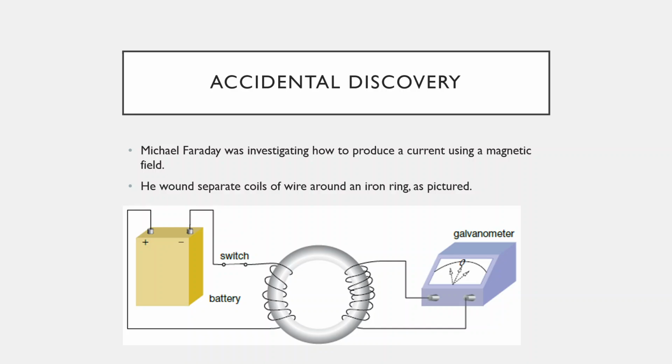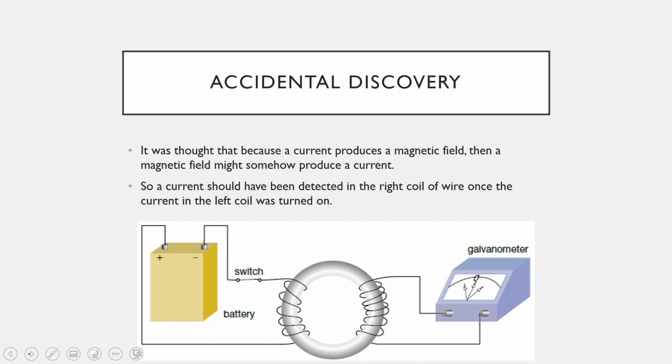So the goal was that when he switches the battery on, current flows in the left-hand coil. The current will produce a magnetic field. That magnetic field will propagate throughout this iron ring, and that magnetic field would in turn somehow create a current in this secondary coil. And that current could be measured using some kind of measuring device. That's basically what I just said.